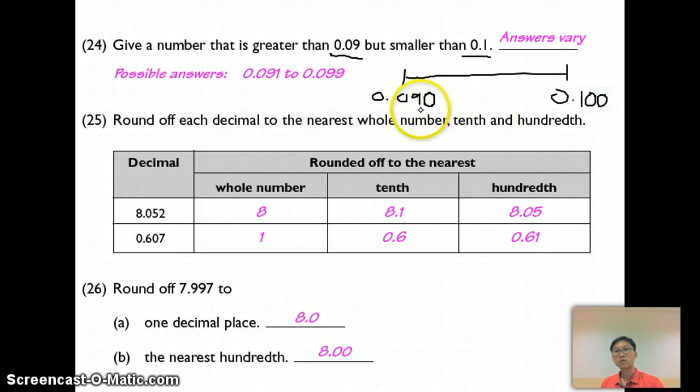If you look carefully now, this is actually from 90 to 100. So you have to just give me any number between 90 and 100. One of them would be 0.095. This is somewhere in the middle, 95. You can do anything from 0.091 all the way to 0.099. That would be a number that is greater than 0.09 but smaller than 0.1. So this is quite straightforward.